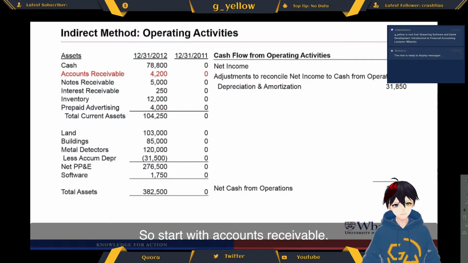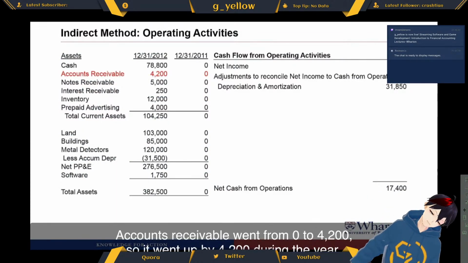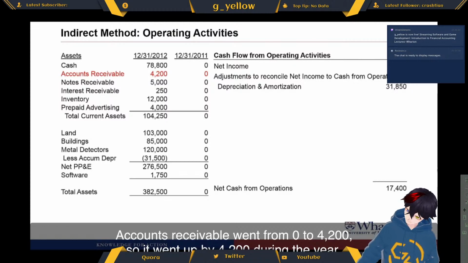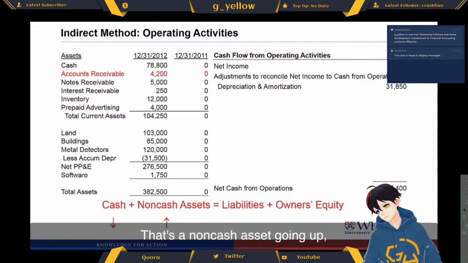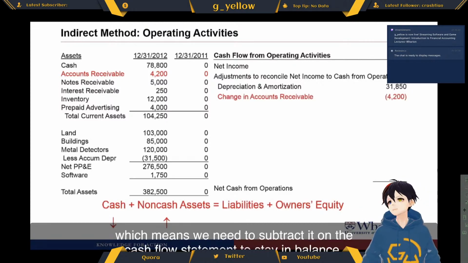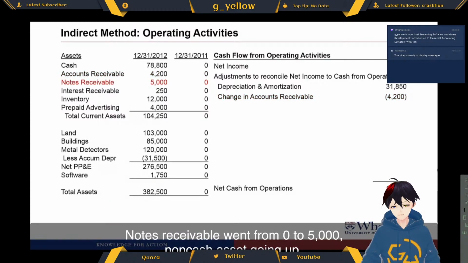So start with accounts receivable. Accounts receivable went from 0 to $4,200, so it went up by $4,200 during the year. That's a non-cash asset going up, which means we need to subtract it on the cash flow statement to stay in balance. Notes receivable went from 0 to $5,000, non-cash asset going up.